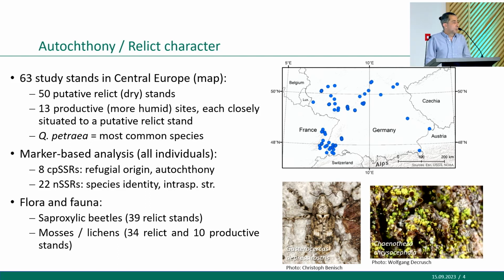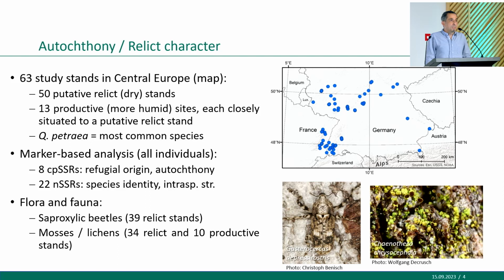For our genetic approach, we had 8 chloroplast microsatellites, which were useful to address autochthony and the refugial origin of the populations. We've seen already some of these graphics showing the post-glacial recolonization. It's these markers we used. And we also applied 22 nuclear microsatellite markers, which were useful in order to identify the species, but also to study the intraspecific genetic diversity.